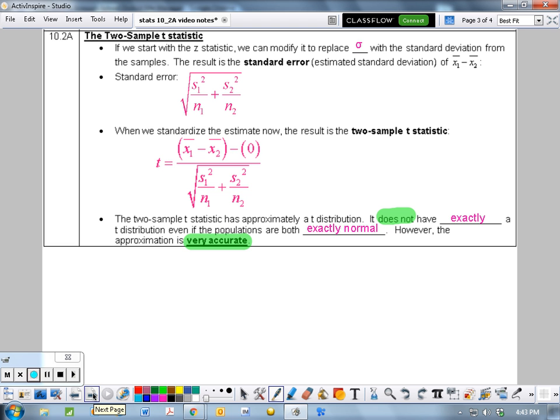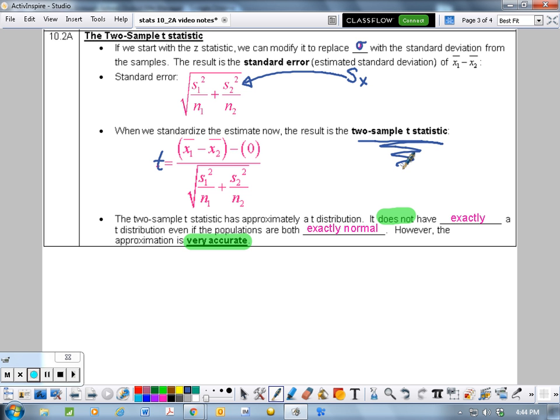So now we're going to start looking at that sample T statistic. If we start with the Z statistic, we can modify it to replace the standard deviation, which is our lowercase sigma, with the standard deviation from the samples. So we put that in there, which now gives us our standard error. And by doing that, we're starting to look at those T distributions. So now we can standardize our T values. We get our sample means subtracted on top, and we get our standard error formula. And this is our two-sample T statistic that we're going to be working with.